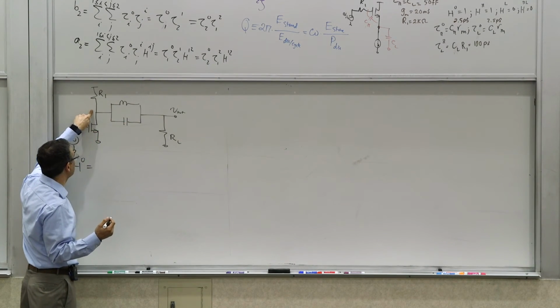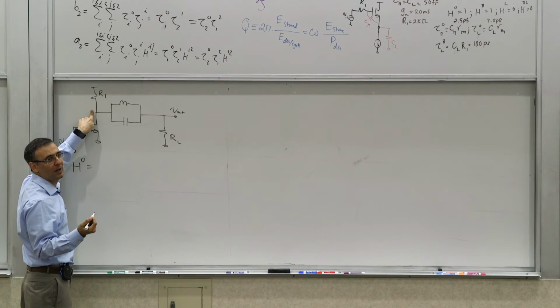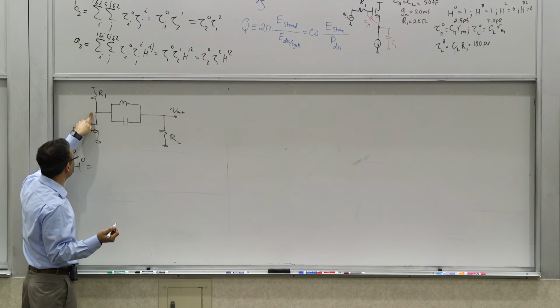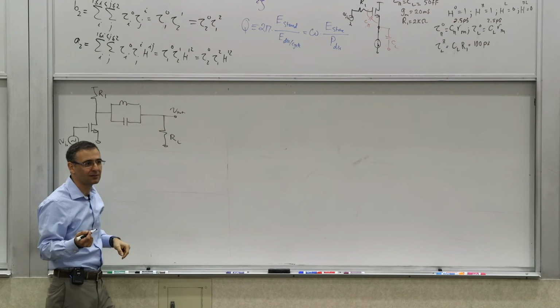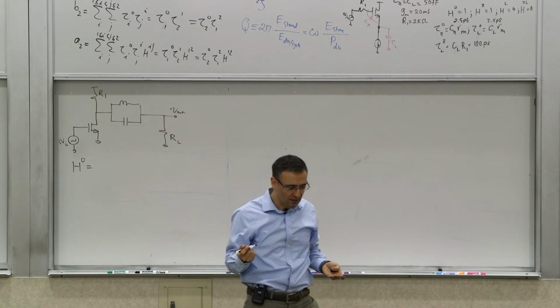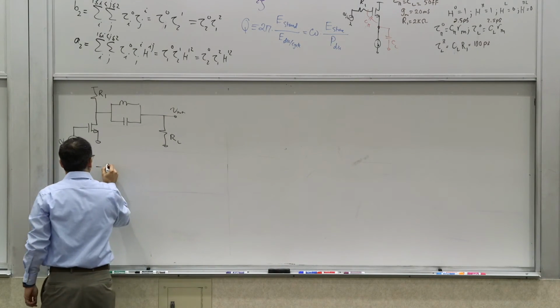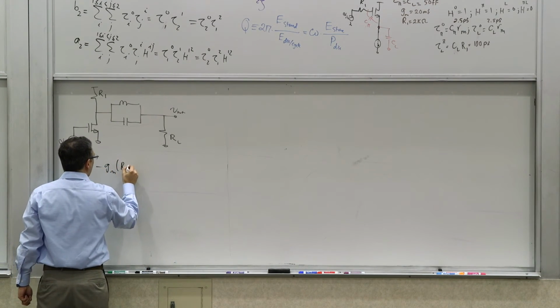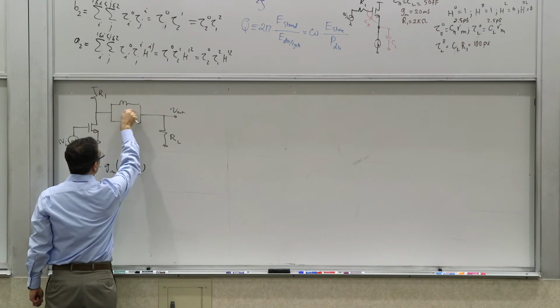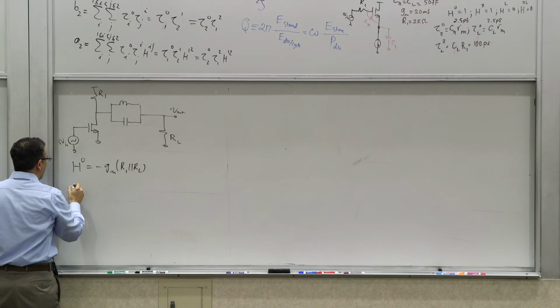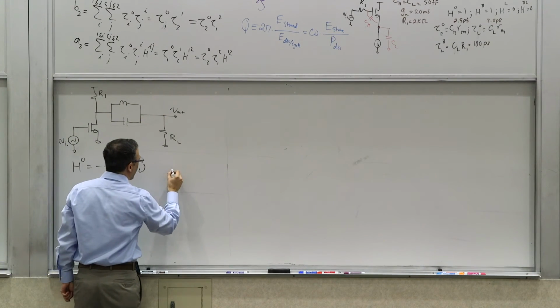Well, the gain from here to there is GMR1. But it's not really from here to there, because in that case it's GMR1 parallel RL. That's the resistance you see, right? So H0 is negative GMR1 parallel RL, because this is going to be shorted at that point. Okay, so let's look at the taus.